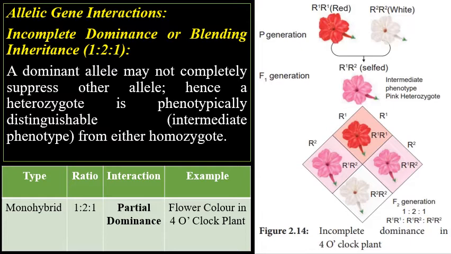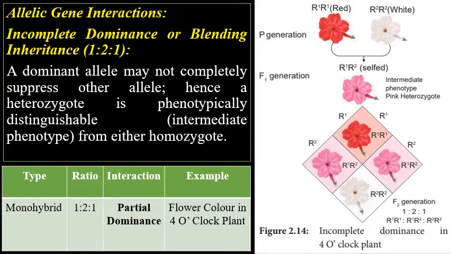The first type in allelic gene interaction is incomplete dominance or blending inheritance, which shows the ratio 1:2:1. In incomplete dominance, a dominant allele may not completely suppress the other allele. Hence, a heterozygote is phenotypically distinguishable, with an intermediate phenotype from either homozygote.